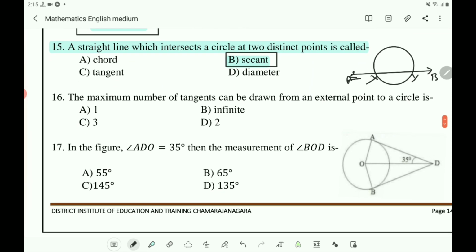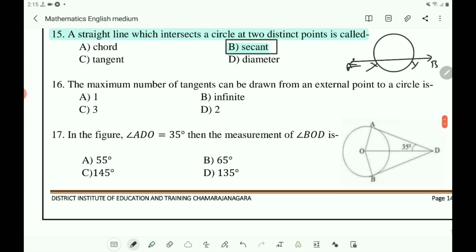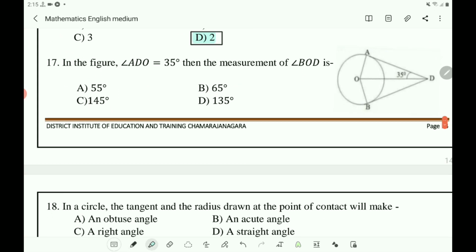Then you take question number 16. The maximum number of tangents that can be drawn from an external point to a circle is. What is the answer here? Option D. Only two tangents can be drawn to a circle from an external point. This question is also a repeated question. We discussed it many times. Then you take question number 17.